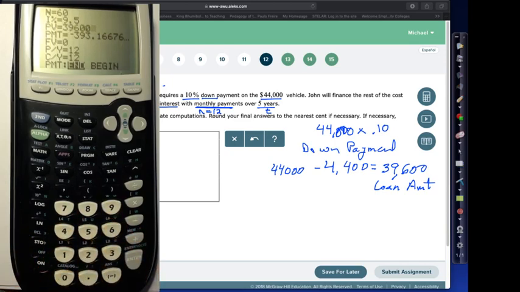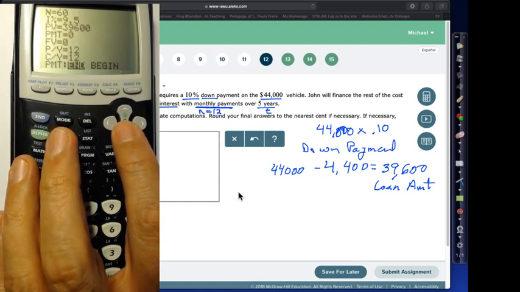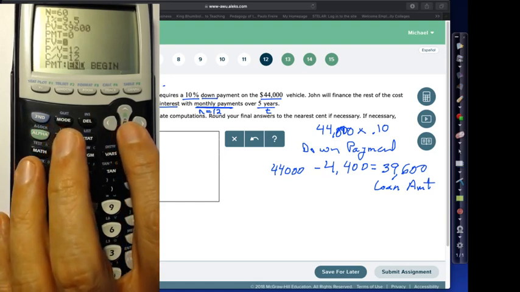$39,600. Peanuts, right? Yeah, right. And we're going to see what our monthly payment is. Remember, I'm going to put a 0 there for now just to clear it out. Future value is always 0 on the loan because after you've paid off a loan, that's what's left, 0.